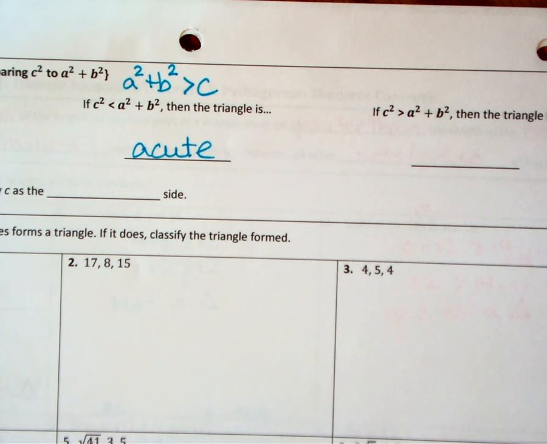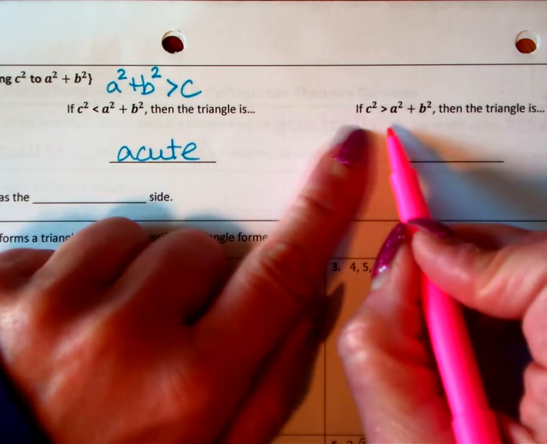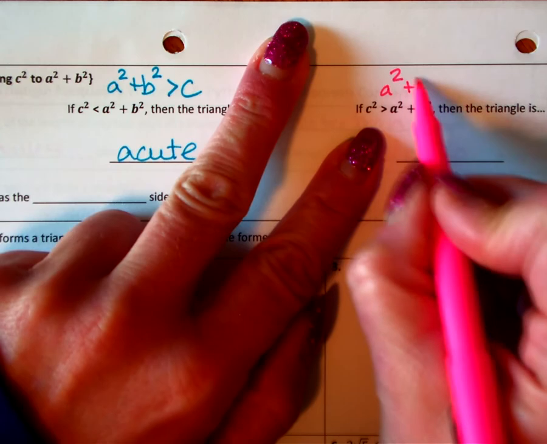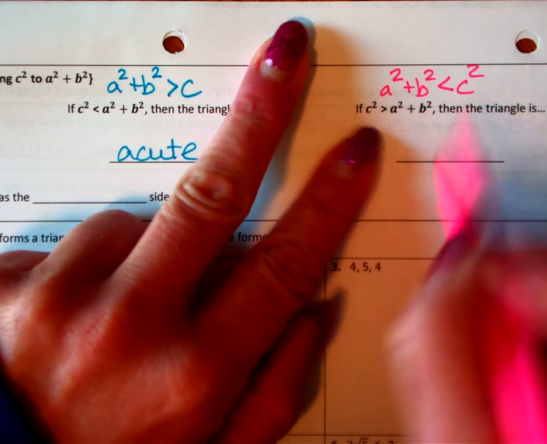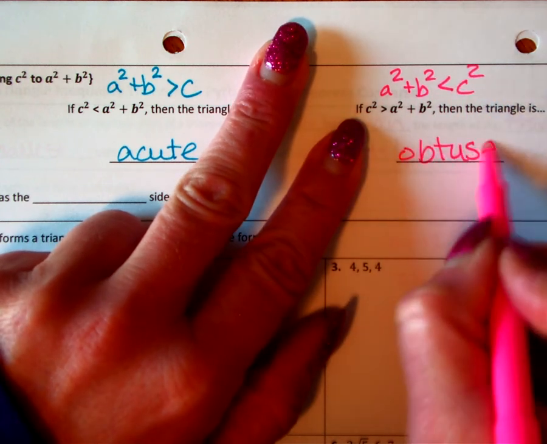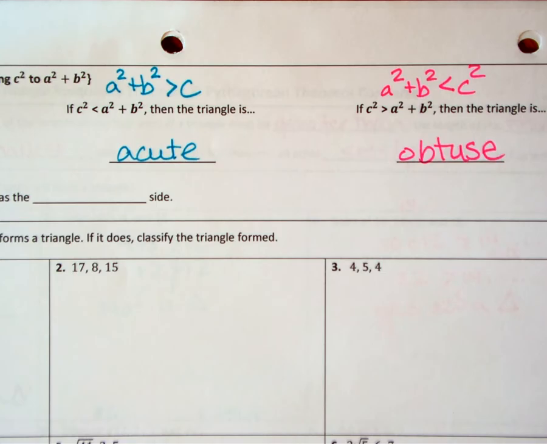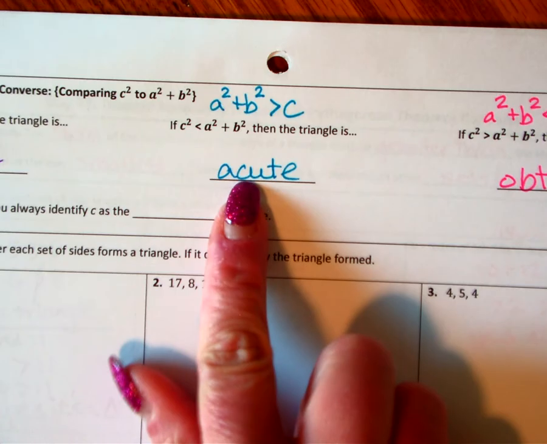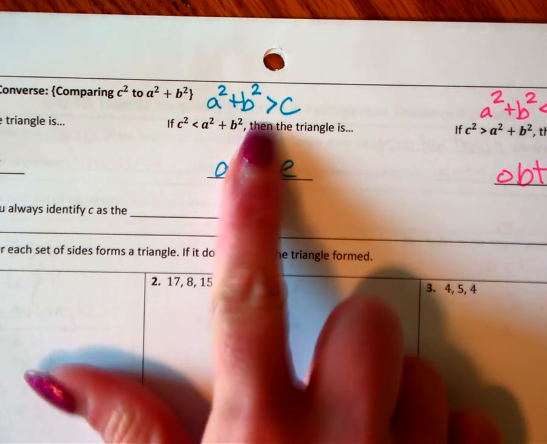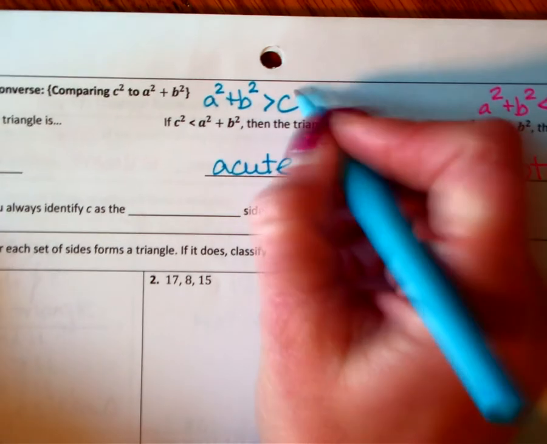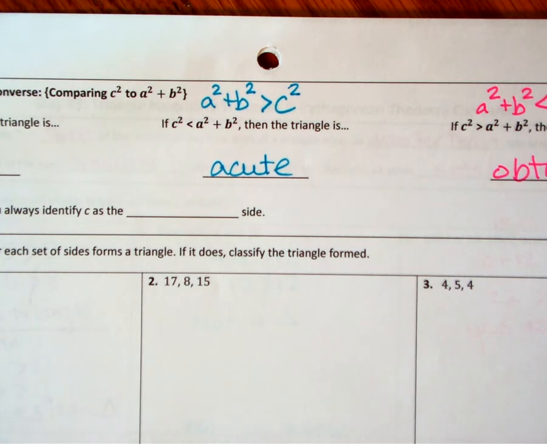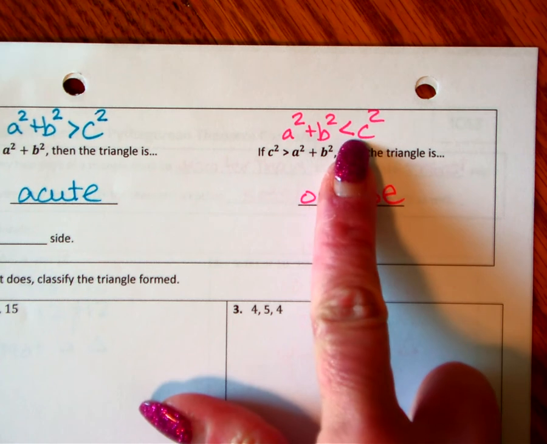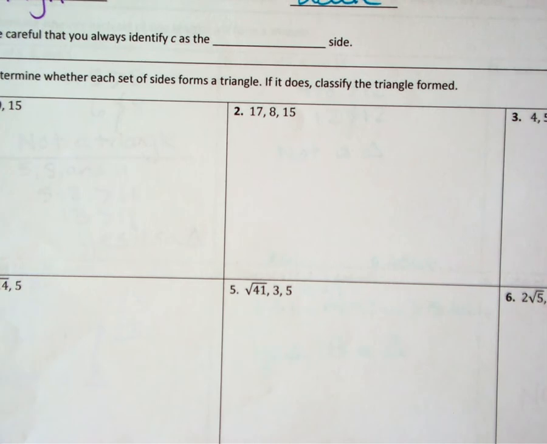Okay, and then the last one, of course, is if c squared is greater than a squared plus b squared, or if a squared plus b squared is less than c squared, then the triangle is going to be obtuse. One thing I use to help me, when I have it written the way that I use it: acute is smaller than 90 degrees, but my inequality is greater than, and that should be c squared here. And obtuse is greater than 90 degrees, but my inequality is less than the c squared. Okay, so c, remember, is always your longest side.